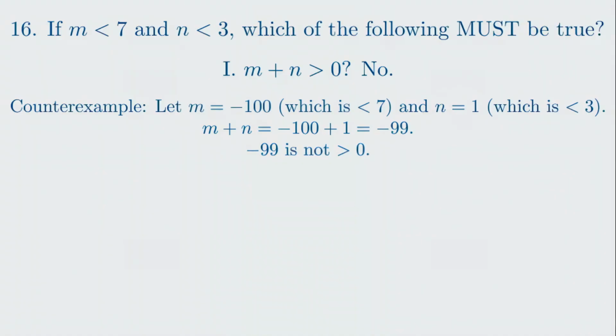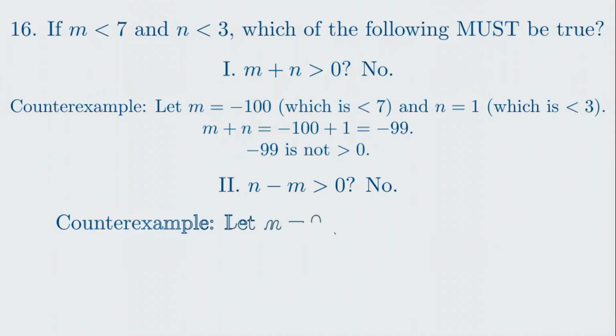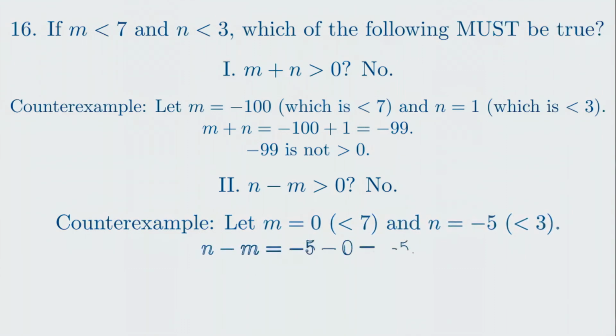Now let's examine the second inequality. 2, n minus m is greater than 0. This inequality is equivalent to n is greater than m. We know m is less than 7, so m can be any number smaller than 7, and n is less than 3, so n can be any number smaller than 3. We can easily find a counterexample. Let m be 0 and n be -5. Both satisfy the original conditions. But n minus m is -5 minus 0, which is -5, and -5 is not greater than 0. So statement 2 is not necessarily true.